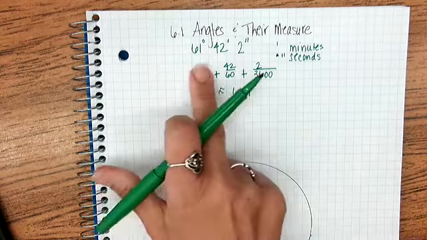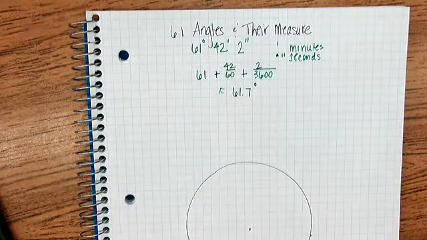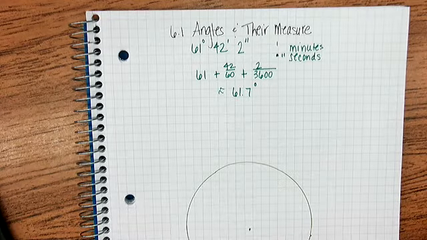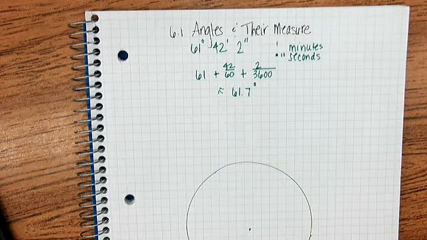They use the degrees and minutes a lot in navigation. They also use it in latitude and longitude, so it does exist. That is degrees, minutes, and seconds.